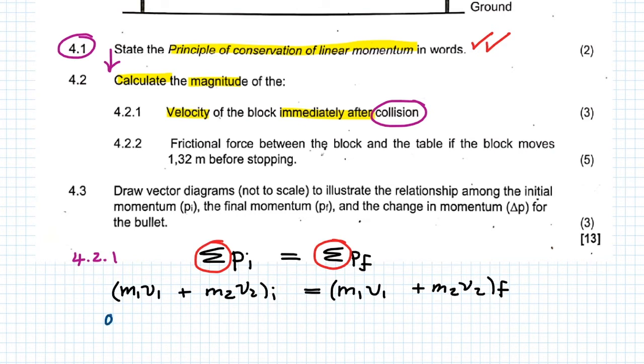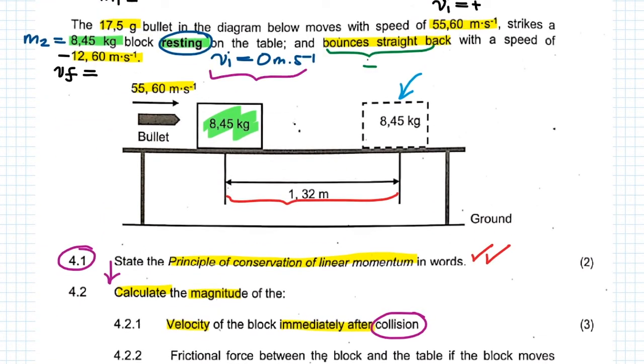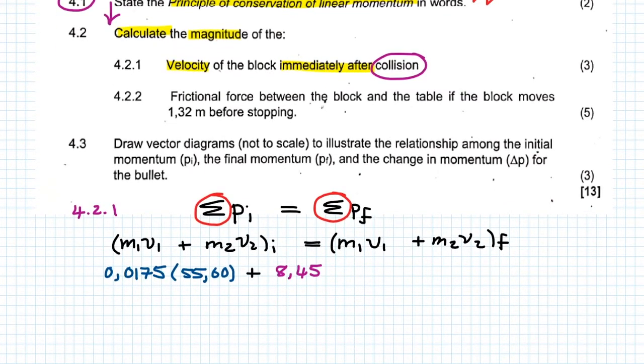The mass of the bullet is 0.0175 kilograms. Its initial velocity is positive 55.60. We add to this the initial momentum of object 2. Its mass is 8.45, and since this object is at rest in the beginning, we know that its initial velocity is going to equal 0. Please remember, momentum is a vector, and therefore when you substitute the velocities into this formula, you need to provide them with the correct directions, or your answers are not going to be correct.